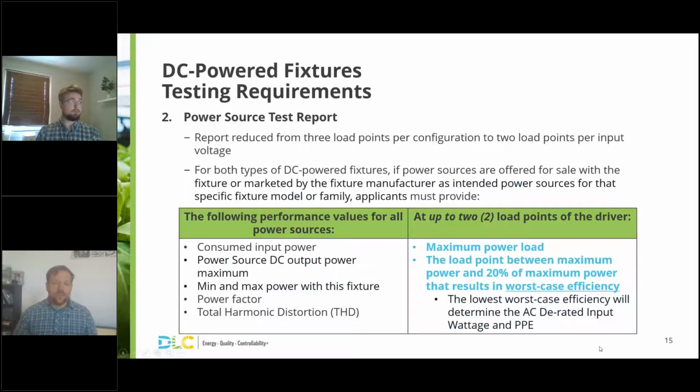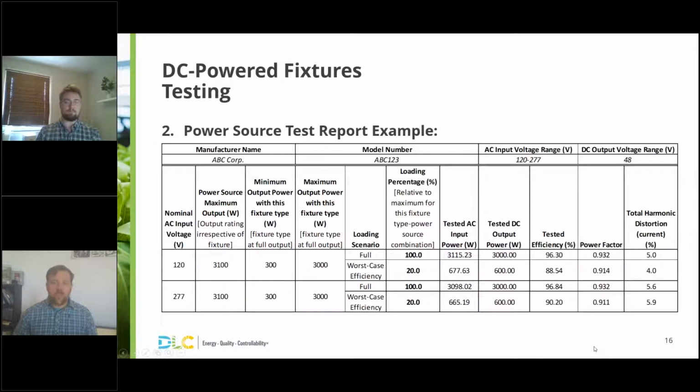Okay, next slide, Casey. This is just a sample of what that power source test report looks like. And of course, as DLC, we'll be covering some template help, but we'll talk more about the operational end of the application process and how DLC can provide a template closer to the date that this becomes active policy this fall.